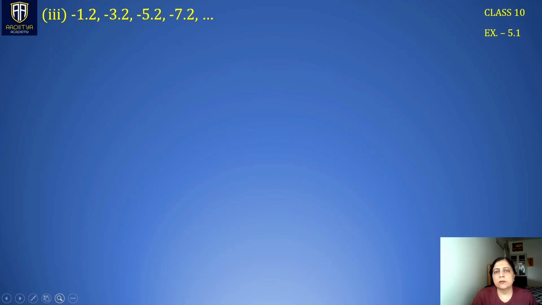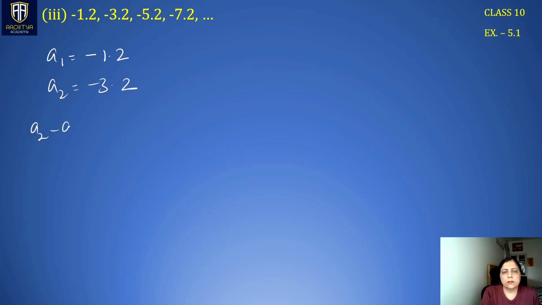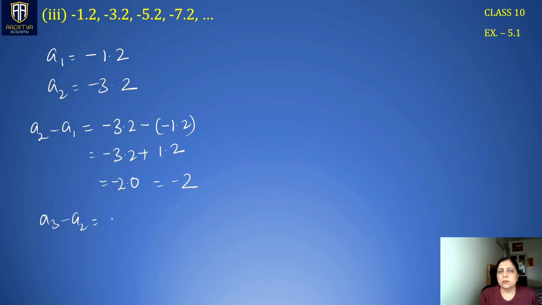In this also we have to check whether this is an AP or not. So A1 is minus 1.2. A2 is minus 3.2. We take the difference of A2 and A1. So this is minus 3.2 minus 1.2. That is minus 3.2 plus 1.2. 1 is negative, 1 is positive. Take the difference. 3.2 minus 1.2 is 2, and so minus 2.